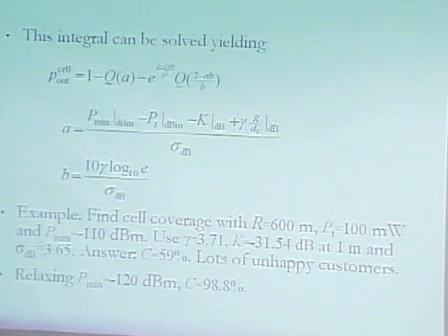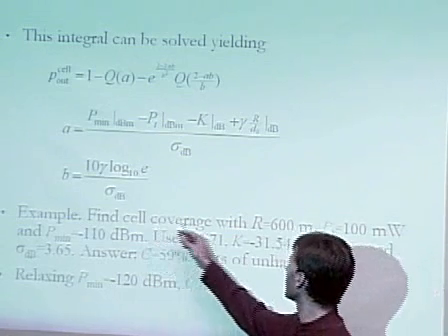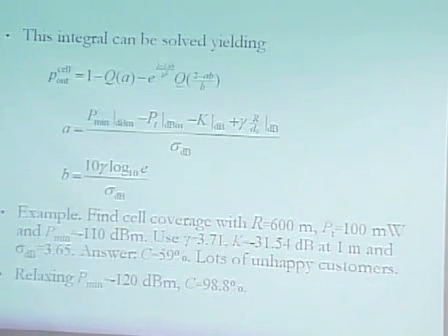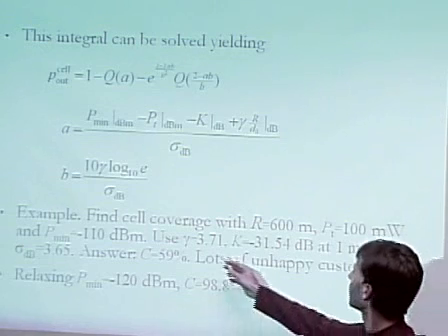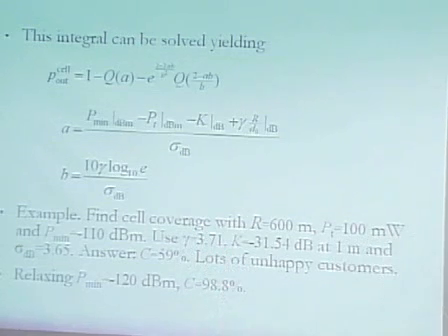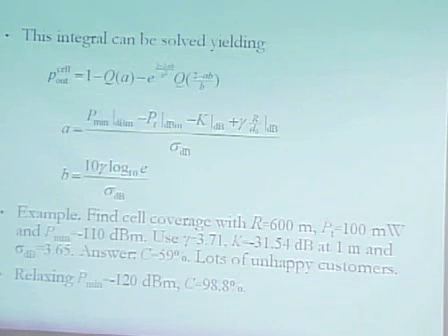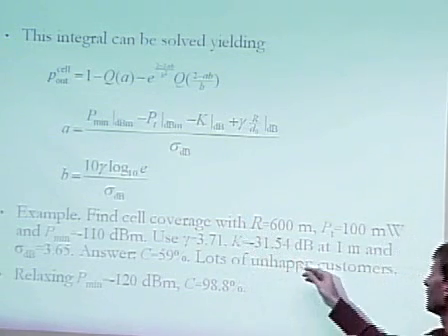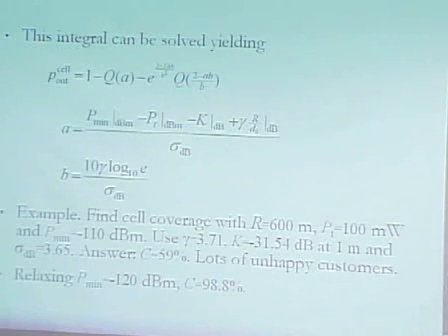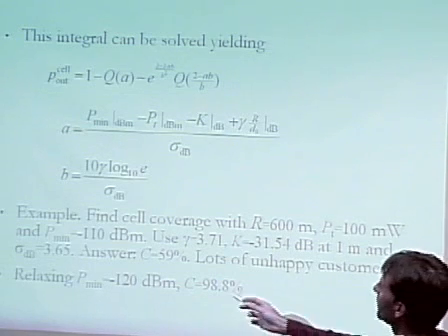We'll go through an example here. Let's say we have a cell with a capital R being 600 meters, typical value. The transmit power is 100 milliwatts, and the sensitivity is minus 110 dBm. Let's use a gamma of 3.71, which is Fermi standard. As I told you, values between 3.5 and 4.5 are typical. The intercept is minus 31.54 dB, which is used in many of the examples, at 1 meter. And the shadow fading has a 3.65 dB deviation.